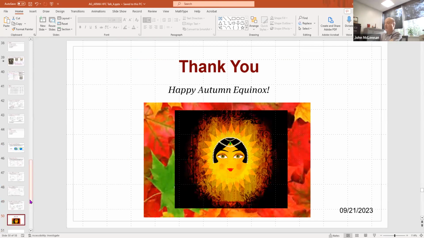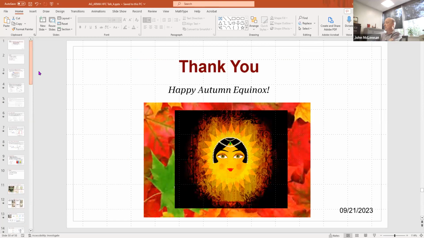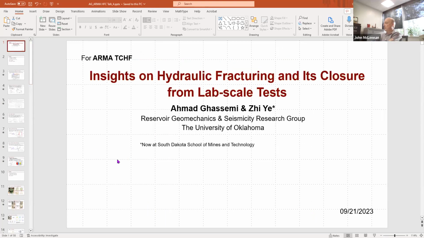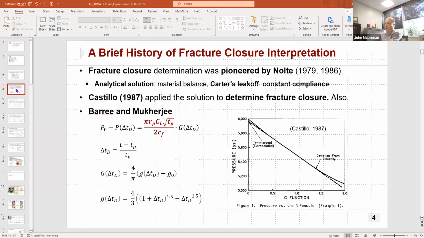And you do have some questions, and I'll just walk through them. Syed Farouk Ali is interested in, what do you mean by ideal and non-ideal leak-off? Arguing that leak-off is steadily occurring as the fracture propagates.